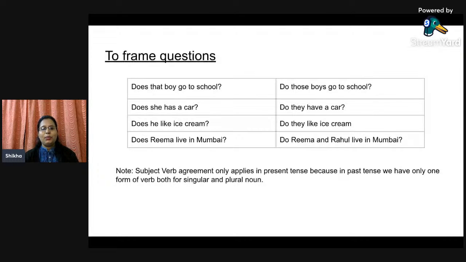So we will end our class here today, and I hope you understood today's class. And in our next class, we will see more about this subject verb agreement in a deeper manner. So I hope I could help you to understand how you can agree your verbs with your subject.